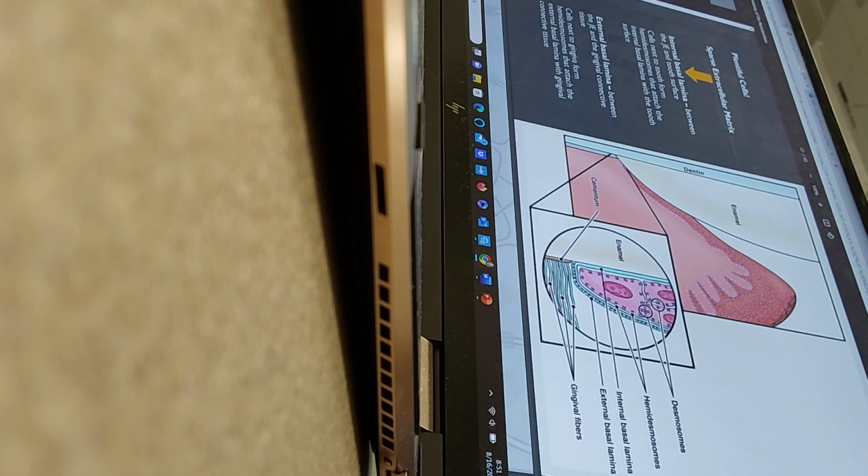So that was all about the epithelium, right? Oral epithelium, sulcular epithelium, and junctional epithelium. So now we're going to talk about the actual gingival connective tissue. Okay, is it mostly cells or mostly extracellular matrix?